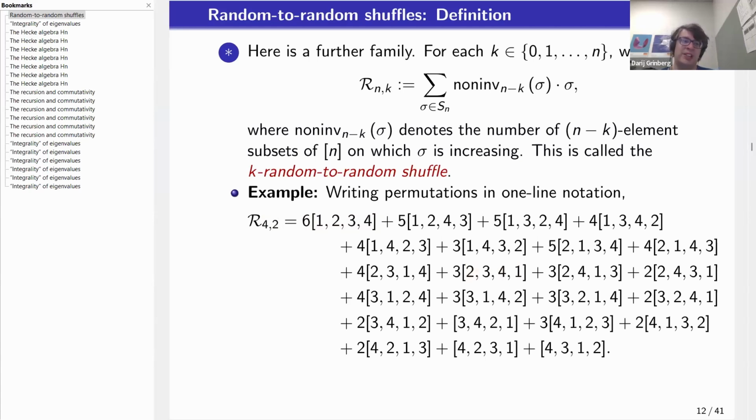One permutation doesn't appear at all, which is 4, 3, 2, 1, because there is not a single increasing subsequence of length 2. So you don't see it in the sum. Every other permutation appears with some coefficient.